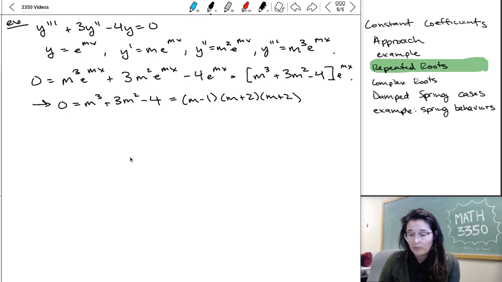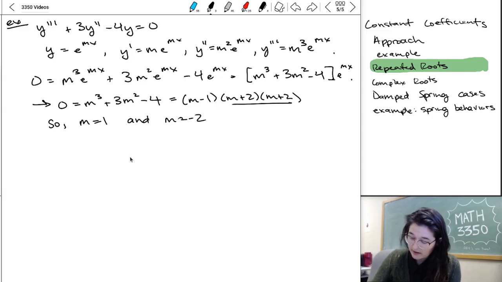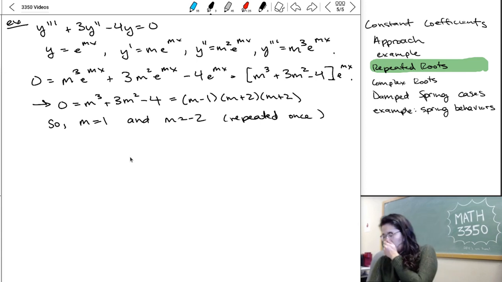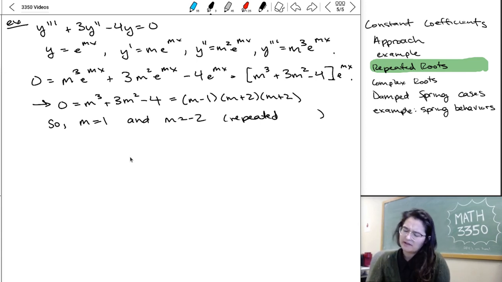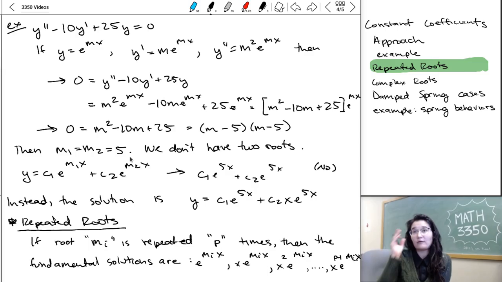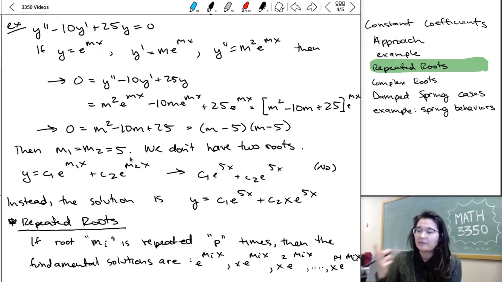And when I set that equal to 0, I'm getting the root m equals 1 here, and m equals minus 2 here, so it's repeated. Well, I guess it's repeated twice. Yeah, let's say twice. You have one repeat of it, so you have 2 copies.